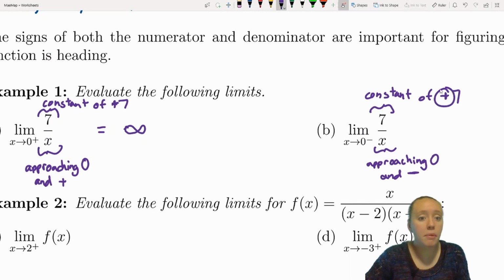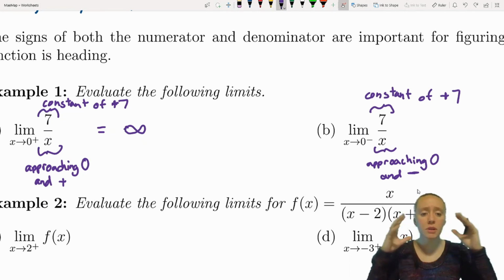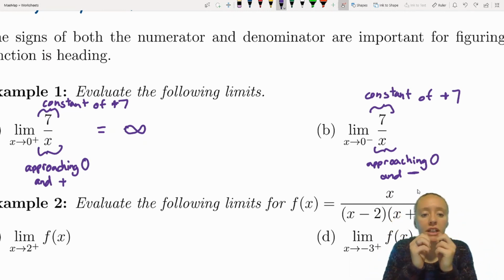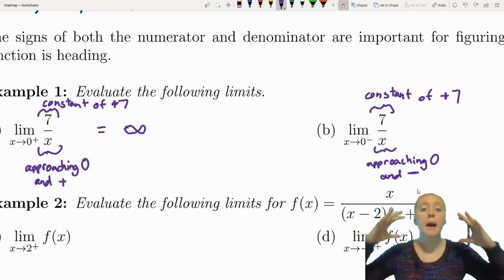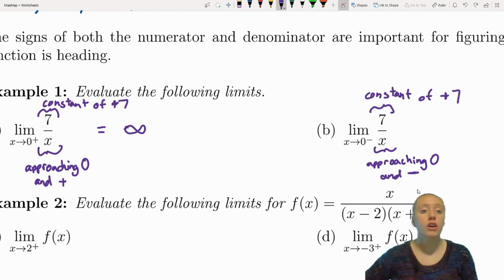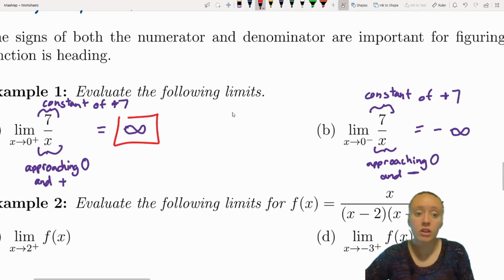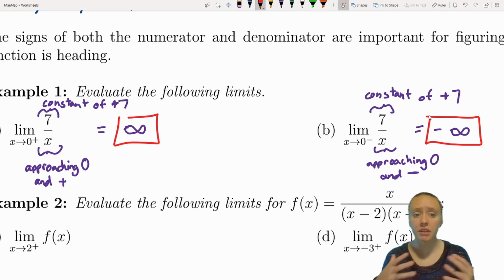So because we have a positive over a negative, our overall result is going to be negative, but as we approach some constant over a number getting smaller and smaller and smaller, the overall fraction gets bigger and bigger and bigger. Positive over negative is a negative, and this goes towards negative infinity. So you can see whether we're approaching from the right or from the left will come into play when calculating the limits of our function.